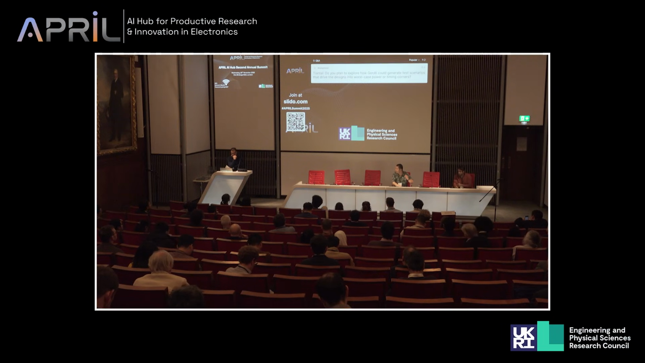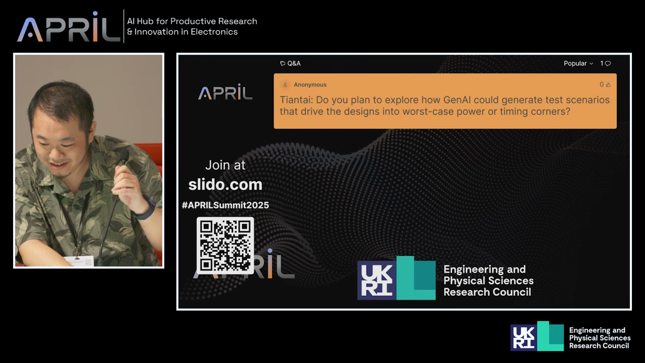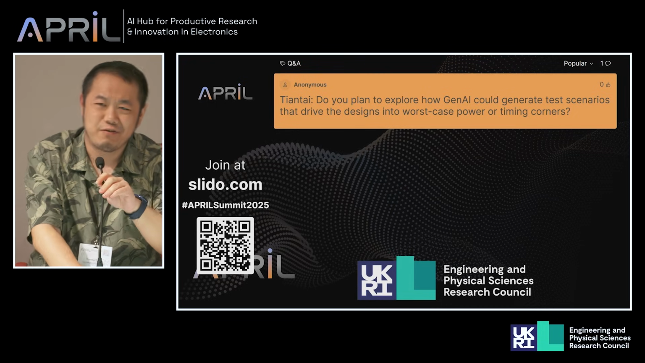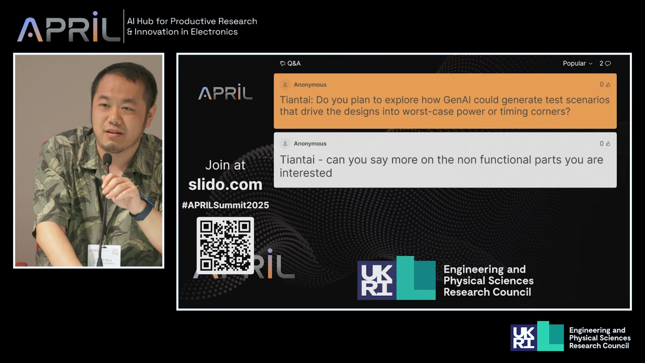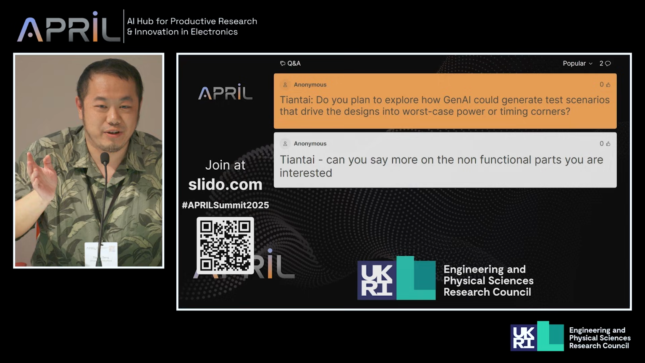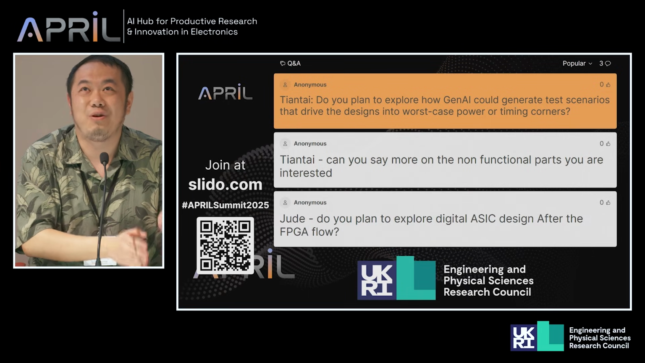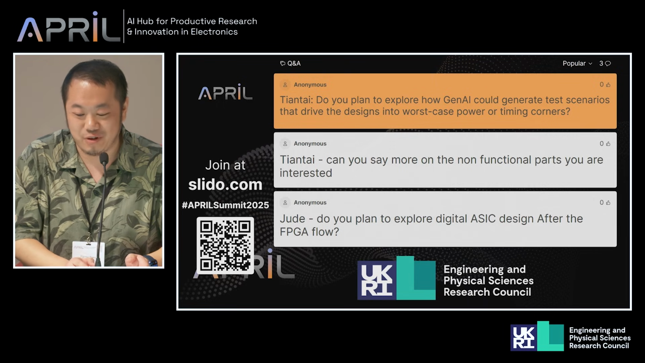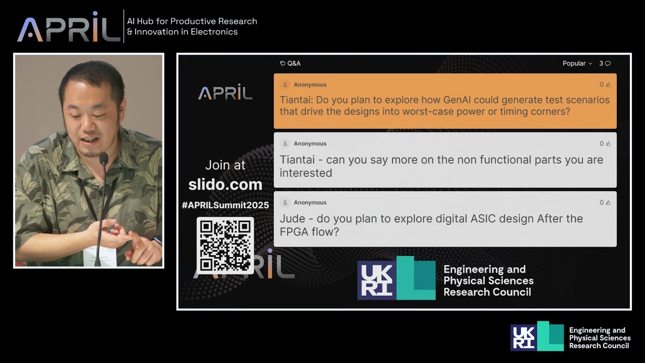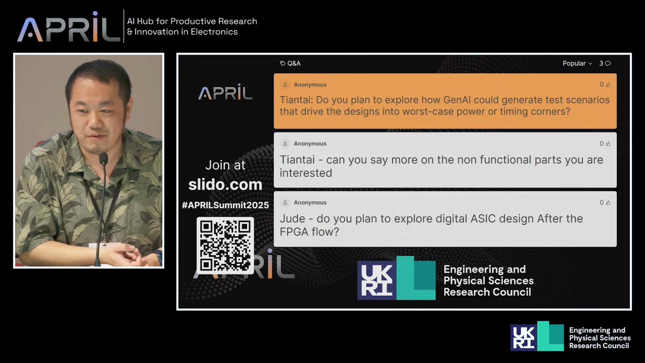One now for Tiantai. Do you plan to explore how Gen AI could generate test scenarios that drive the designs into worst-case power or timing corners? Yes, firstly, estimating or exploring the worst-case scenario in hardware design is always the key, because we can always expect something worse to happen in the hardware design. So yes, I am going to explore whether generative AI could give us a quite accurate worst-case scenario estimation. But how do we do that?